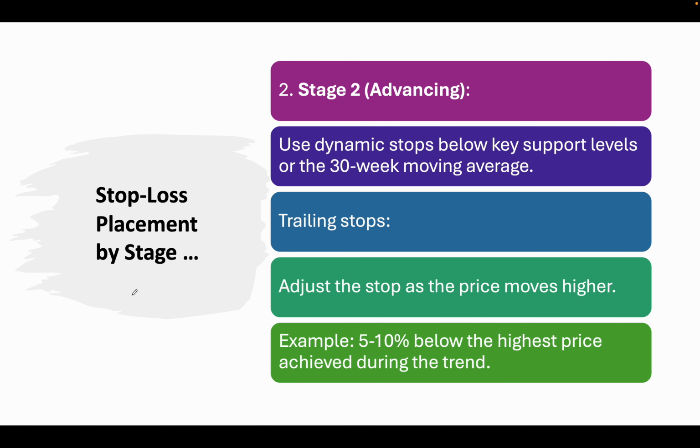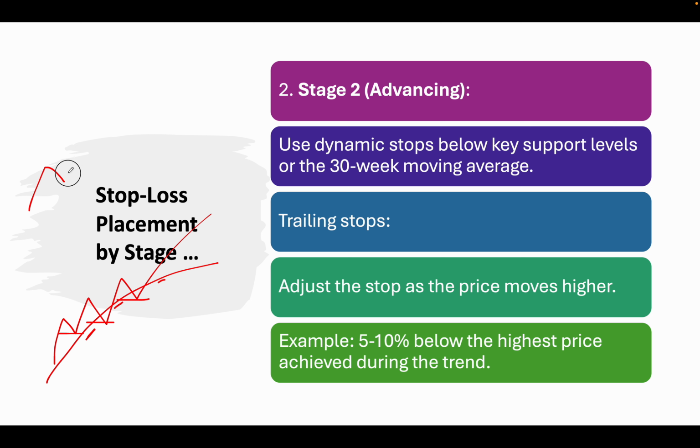In the stage 2, you can put stop loss on the 30 moving average. So actually you should keep the stop loss below this 30 moving average or a well defined support. So wherever you have a well defined support, you can keep your stop loss below this level.